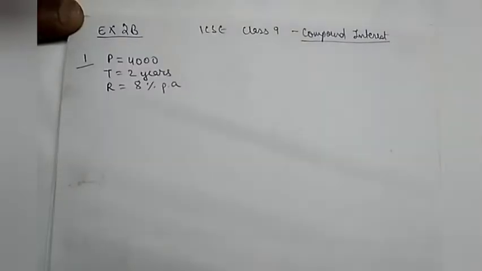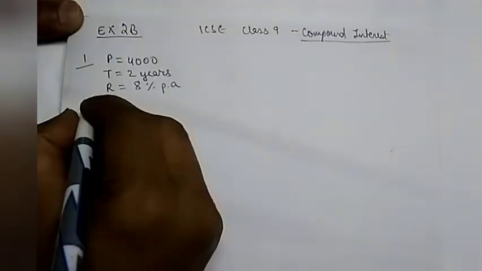Calculate the difference between the simple interest and the compound interest on rupees 4,000 in 2 years at 8% per annum compounded yearly. So in this question we have to find the difference between the compound interest and simple interest. So let us find the simple interest first.